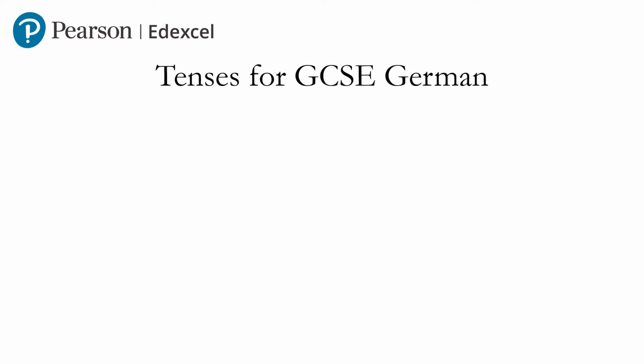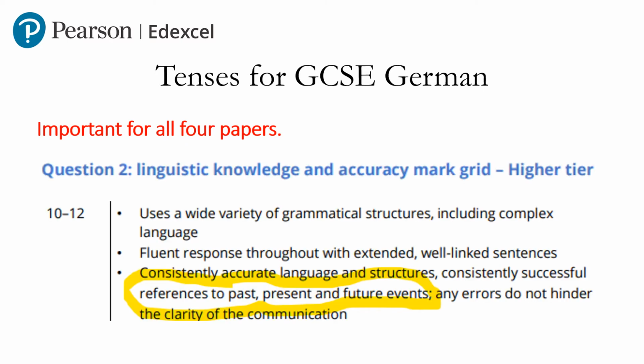Why are we doing this? Well, you're going to need tenses for all 4 papers in GCSE German, for your speaking, for your reading, for your writing, and for your listening. And they come up in all of the mark schemes, particularly in the writing mark scheme, in the linguistic knowledge and accuracy mark grid, where to get the top band you need to consistently, successfully give reference to the past, present and future events. So the examiner is really looking out for whether you can form the tenses in the past, present and future.